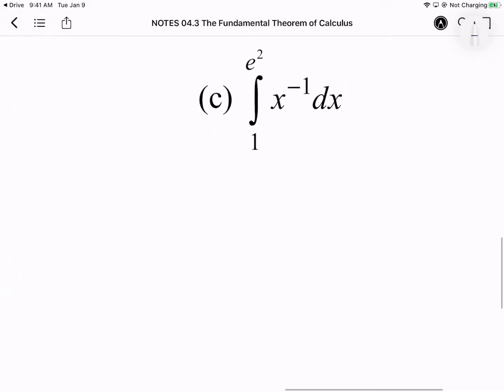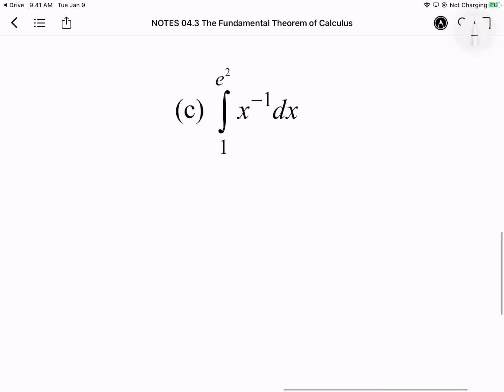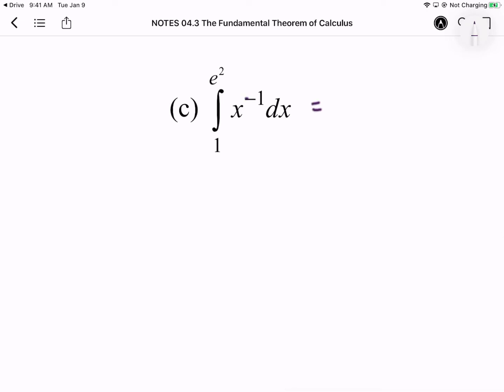Finally, one last problem to do together. I'm going to rewrite this thing. Usually we like when we rewrite it as an exponent, but I know that when I have an exponent of -1, I'm not actually going to be able to use the power rule. It's better when I rewrite it like this because the antiderivative of 1 over x is ln. So this isn't one where I'm going to use the opposite of the power rule. The antiderivative is ln. So this is ln of x from 1 to e squared, a to b.